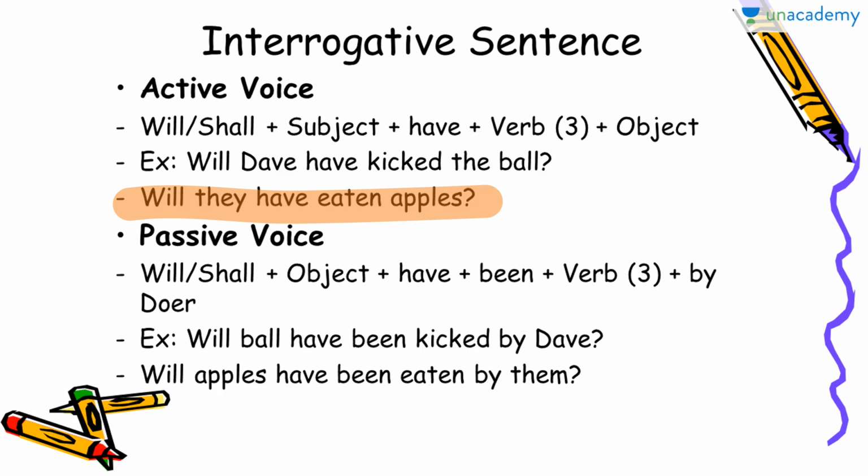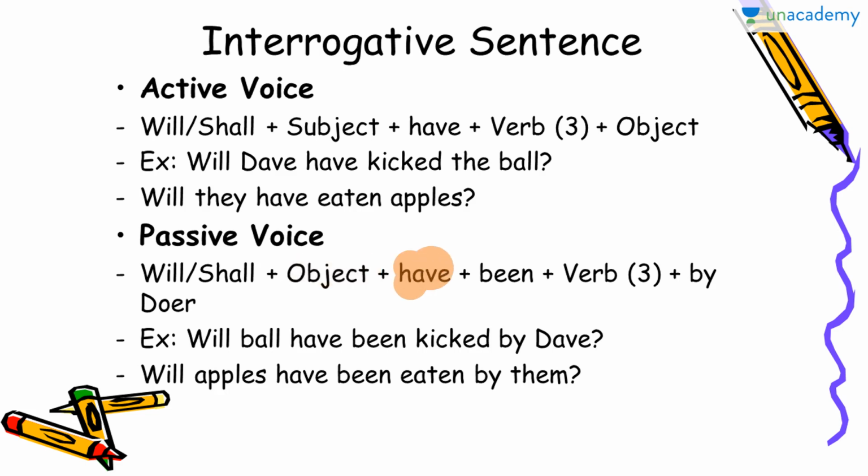Because these are questions which have just yes or no as the answer, the sentence will start with a helping verb followed by the person who has done the action, then have, which will remain constant. Here in future perfect tense, we don't have the option of has or have. Have remains fixed. Then kicked, eaten, the third form of the verb, and on what it is done, the object, is mentioned at the last. In passive voice, again the sentence will start with will or shall, then followed by the object, which is the thing on which the work is done.